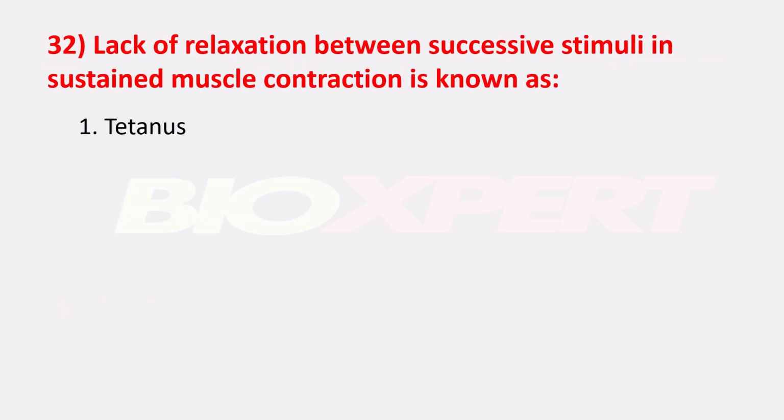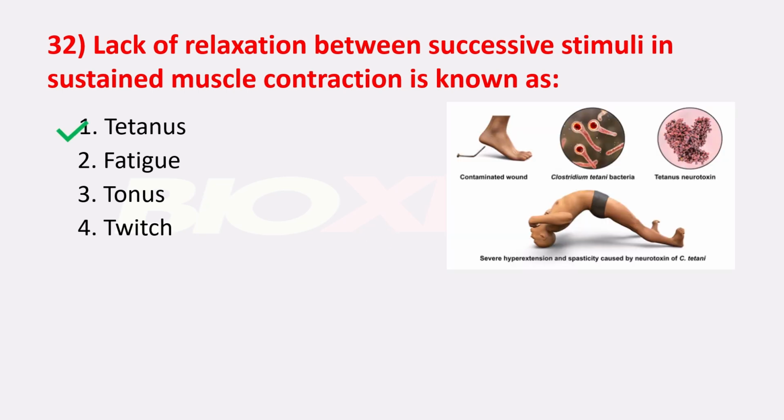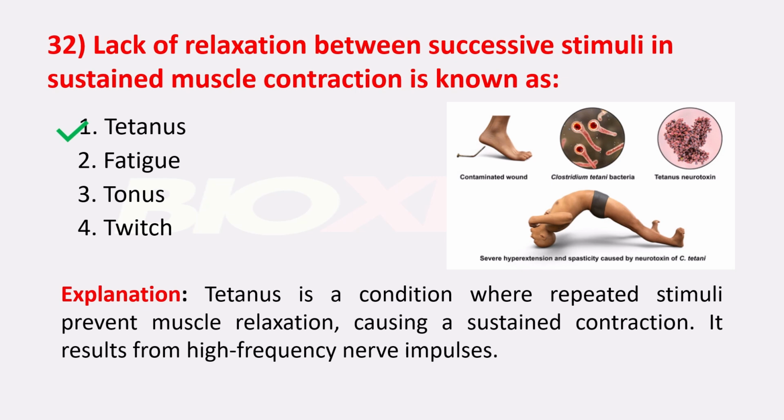Lack of relaxation between successive stimuli in sustained muscle contraction is known as tetanus. Tetanus is a condition where repeated stimuli prevent muscle relaxation, causing a sustained contraction. It results from high-frequency nerve impulses.